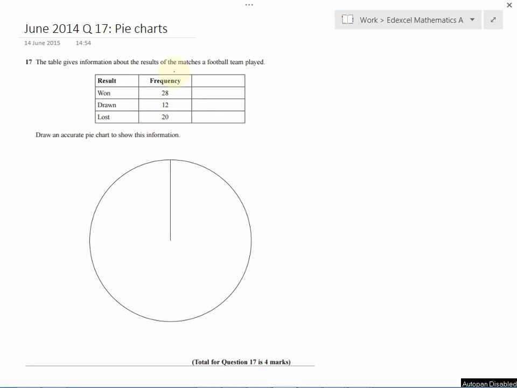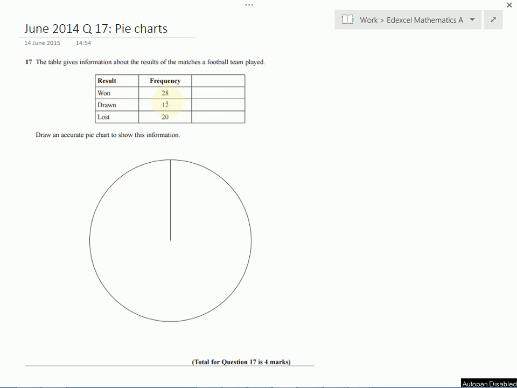So to get started, let's try and understand this table that we've got. It says it's the results of a football team, and they have won 28 games. They've drawn 12 times and they've lost 20 times. So the word frequency means how many times. So this 20 means that they've lost 20 games.